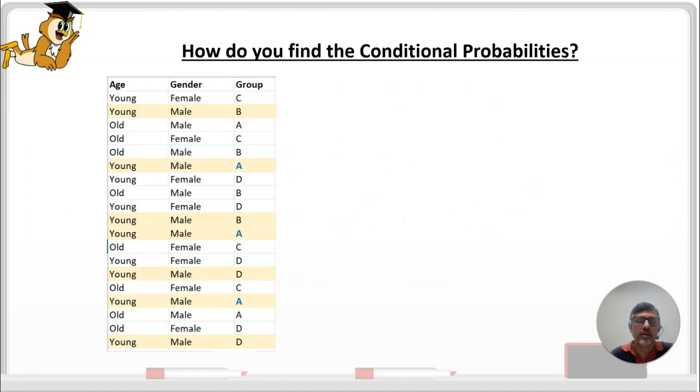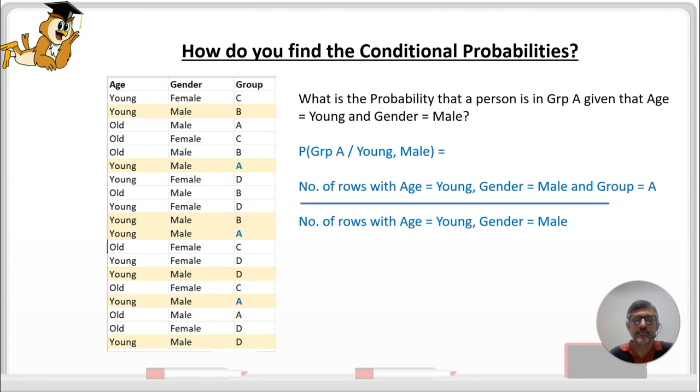Right? These are found on the basis of your training data. Okay, हमारे training data के आधार पे ये conditional probabilities find out करते हैं हम. कैसे करते हैं? So what is the probability that a person, for example, is in group A given that he is young and gender male? So this is one of the conditional probabilities you had to find. How are you going to find this conditional probability?